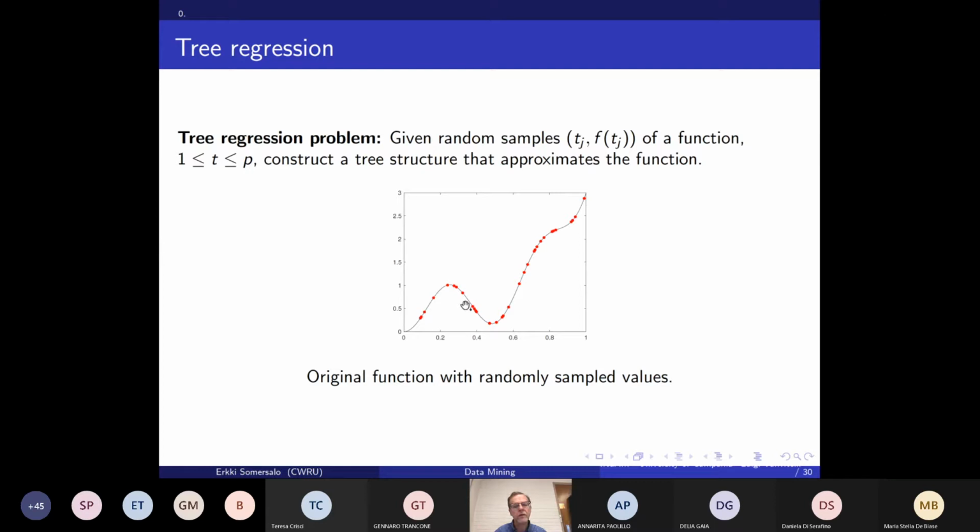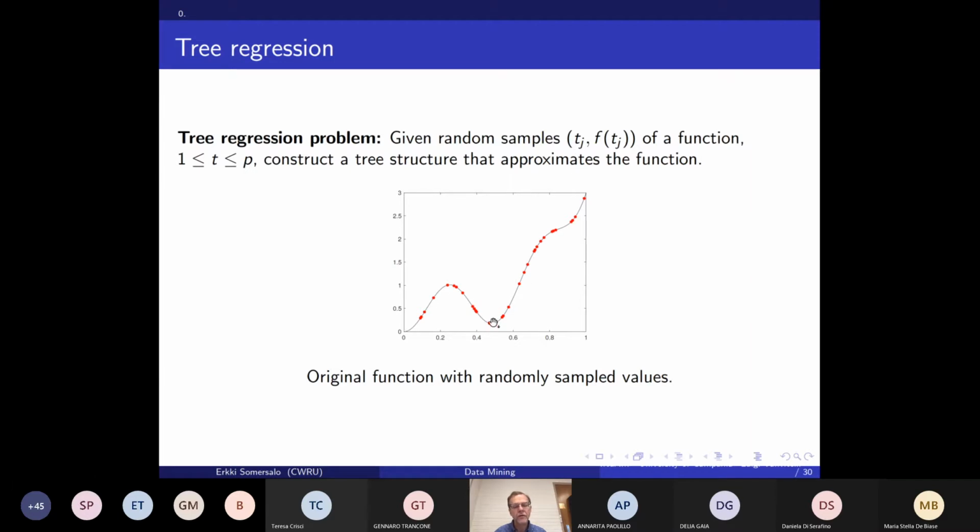Suppose you have a one-dimensional function, which is this solid curve here, and you know the function only at random or selected instances. Here I have chosen these t_j's to be random numbers between 0 and 1, and then I'm assuming that my data consists of these pairs t_j, f(t_j). So you know those red points, and you want to have an approximation of the function so that you can evaluate it at any point, not only at those discrete points t_j.